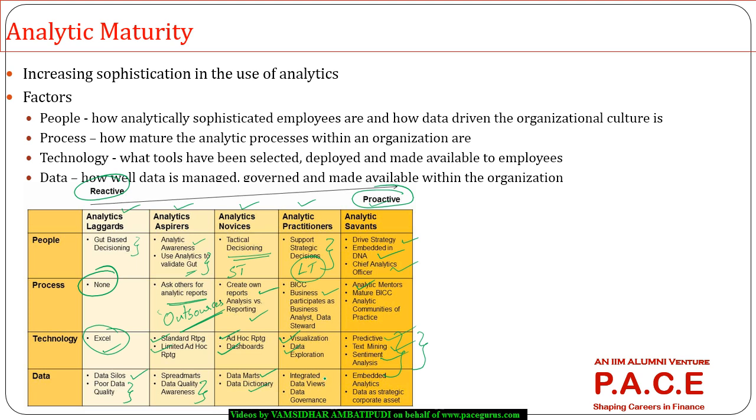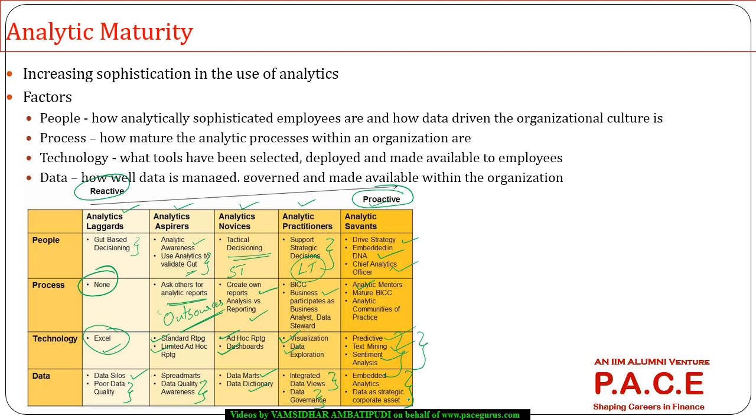And when it comes to practitioners, they have integrated data views, where data from multiple systems gets integrated and presented. They have some kind of practices relating to data governance. Whereas savants have embedded analytics as a part of their decision making process itself. So for them, data is a strategic asset, a strategic corporate asset which differentiates them from their competitors. It's a core competitive advantage they carry. Data is typically treated as a creator of core competitive advantage vis-a-vis their competitors.